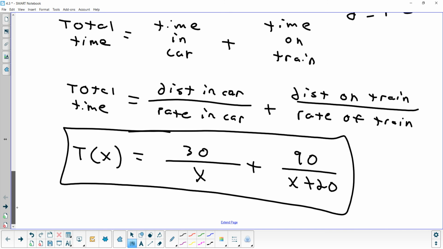So they don't want us solving this. Not in example 1, not yet. And we have two separate fractions right now. We may want to put those together at one point with a common denominator, depending on what they ask us to do.